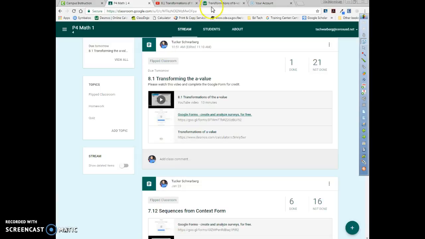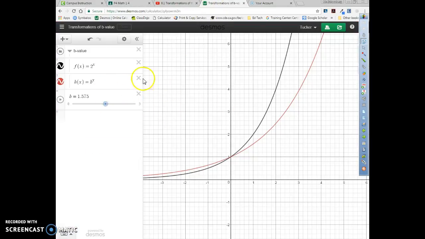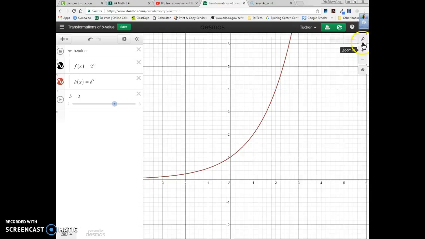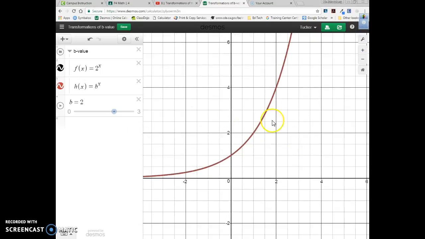And the examples I would like you to look at, here I have my parent function, f of x equals 2 to the x, and I'll set my b value to 2 so they're on top of each other. Okay, here I have my parent function, and my red function, this is my transformed function. Let me make this a little bit bigger. Okay, so I have my function, and watch what happens as I change b. So as I change b, notice that my graph becomes much steeper.